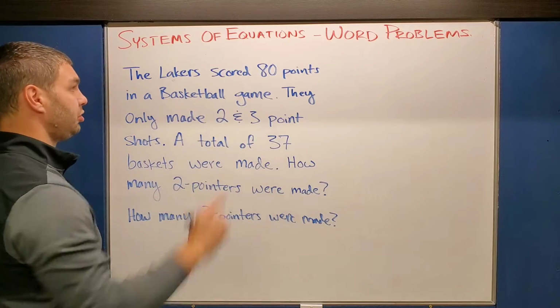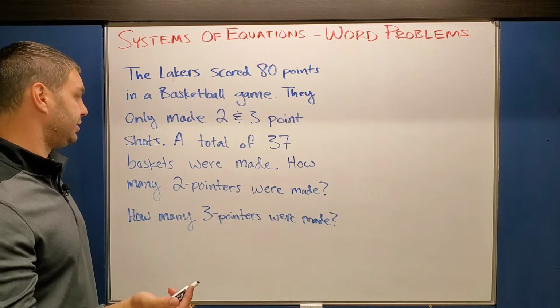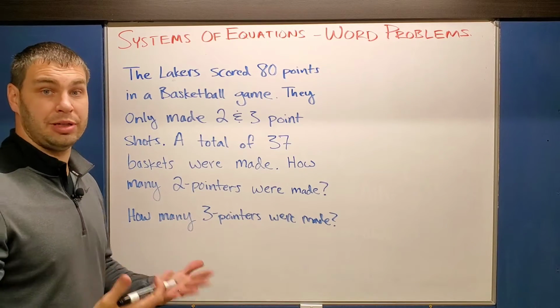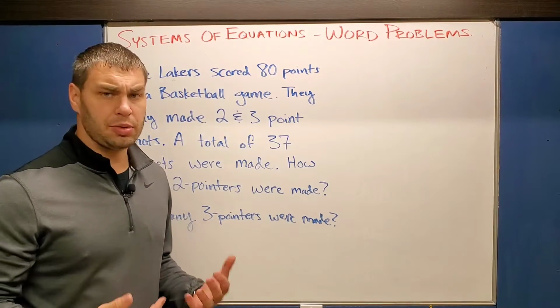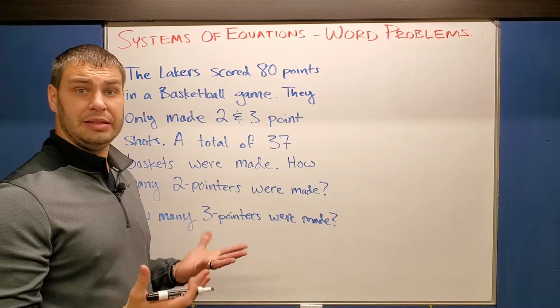Here it says the Lakers scored 80 points in a basketball game. They only made 2 and 3-point shots. A total of 37 baskets were made. How many 2-pointers were made and how many 3-pointers were made? All right, so here we're working with 2 and 3-pointers. That's actually going to be our first equation.